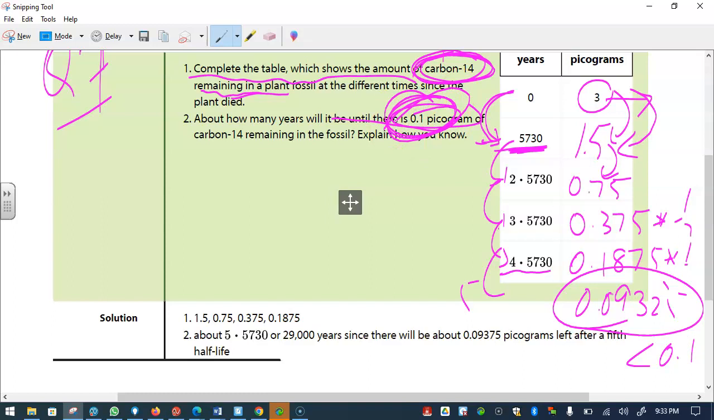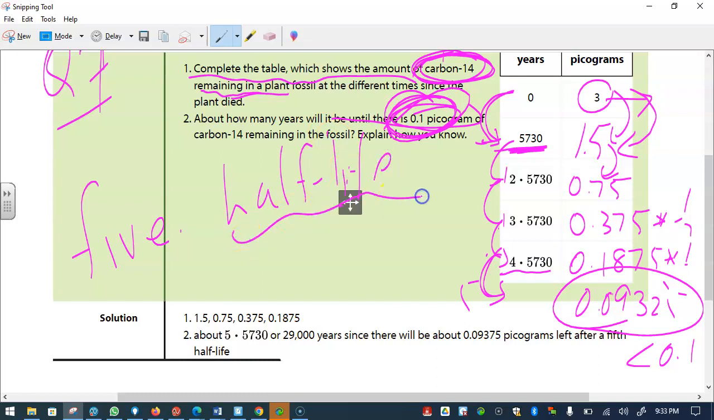So after five half-lives, that's what that means. So after five half-lives, the amount of picograms remaining in the fossil is smaller than 0.1 picograms. Oh, the answers are already there. I didn't realize. Oh, yes.